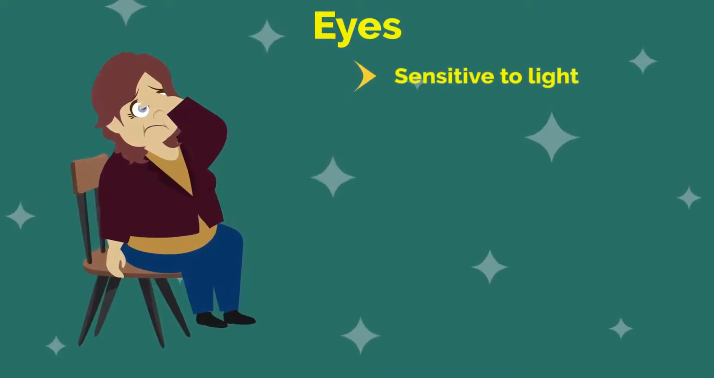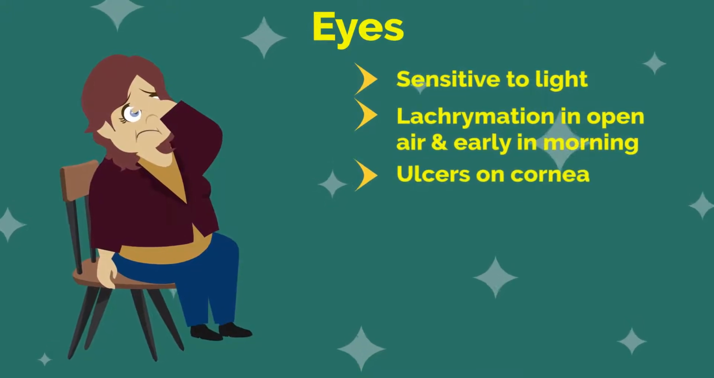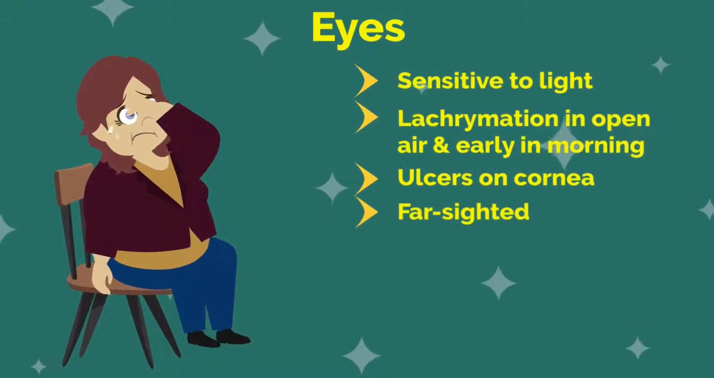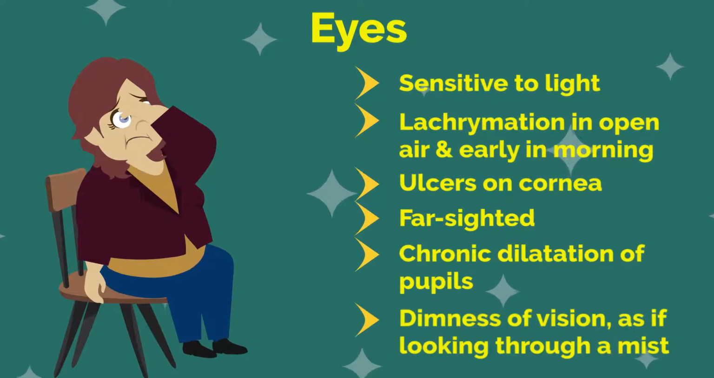Now, let us discuss the eye symptoms. Eyes are sensitive to light. Lacrimation in open air and early in morning. Ulcers on cornea. Farsightedness. Chronic dilatation of pupils. Dimness of vision, as if looking through a mist.